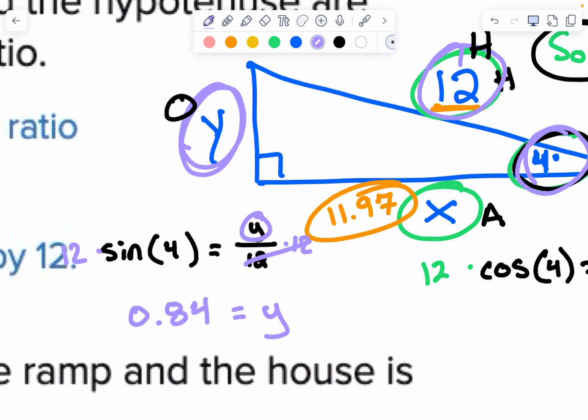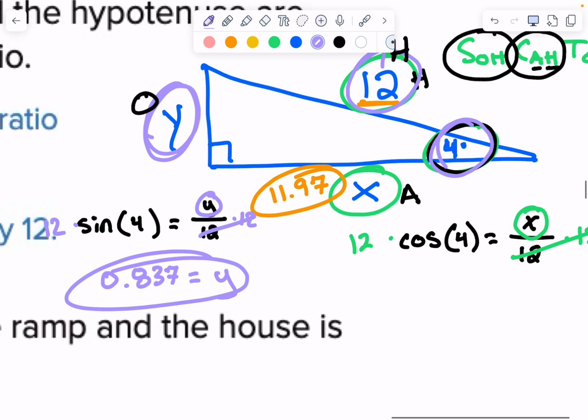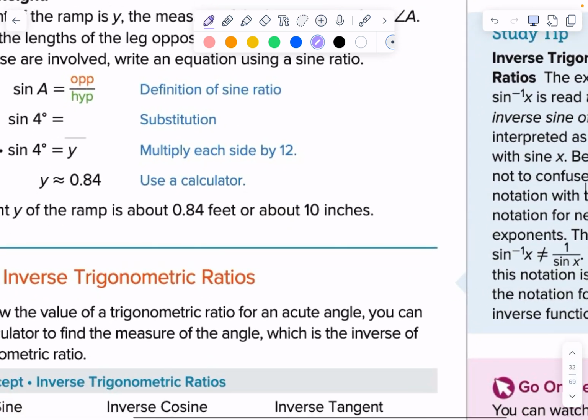Your calculator's in radians, I bet. Does it say R at the top or does it say D? Go to mode. Okay, you're fixing it. Okay, there you go. Those are my two sides, 11.97 and 0.837 or 0.84, whatever, right? That's how you solve those guys.